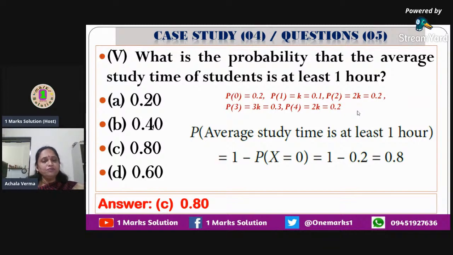Now, I tell you one mantra for case study questions: simply practice all your word problems which are in your textbook, and you will excel in case study questions.